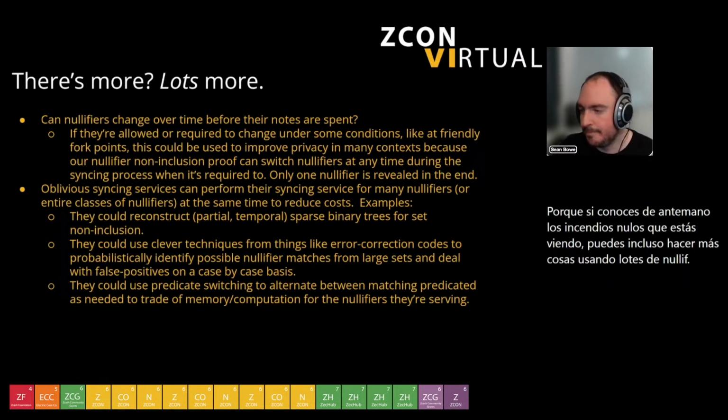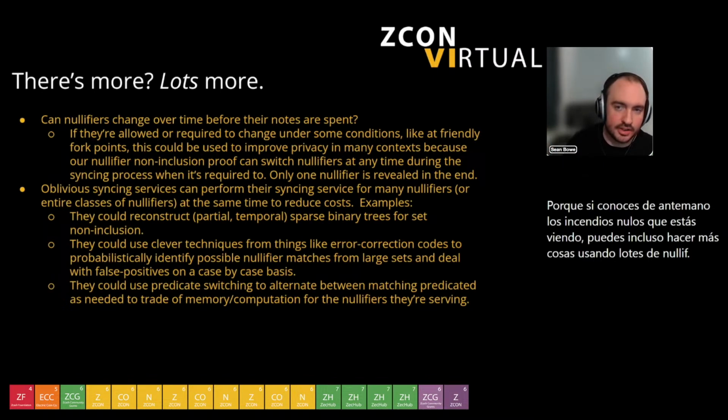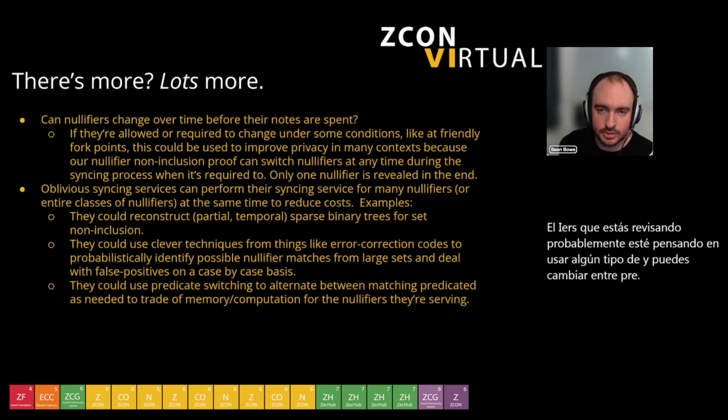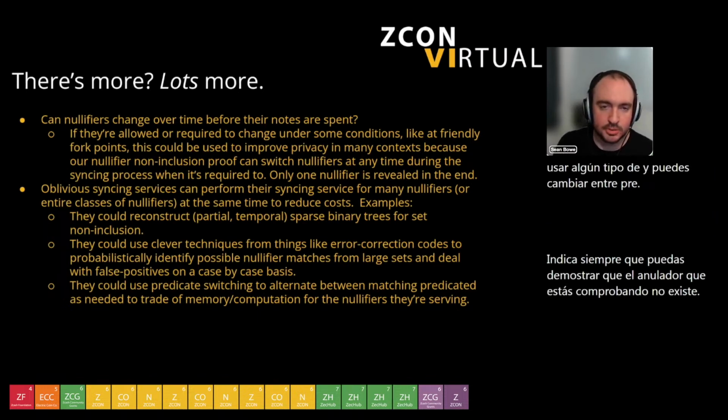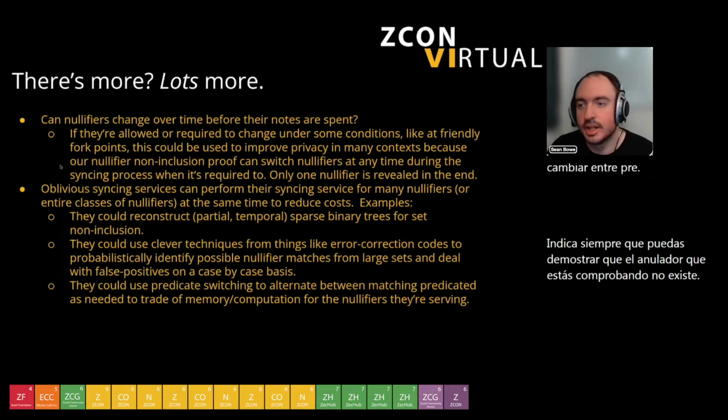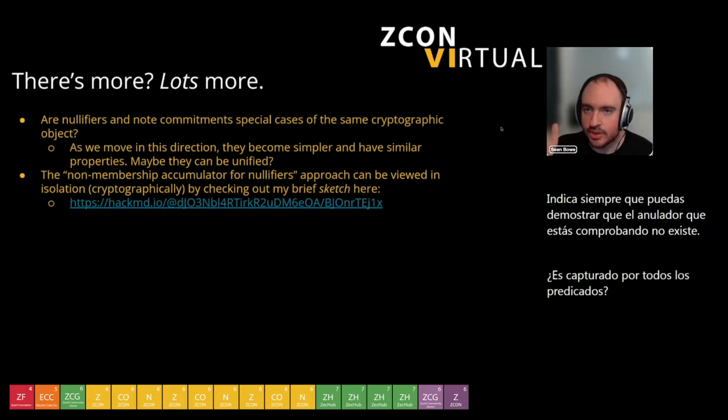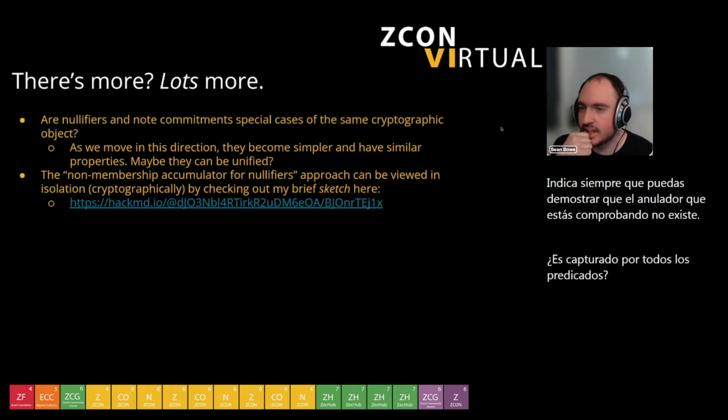And you can switch between predicates arbitrarily, as long as throughout this syncing process you can prove that the nullifier that you're checking doesn't exist, is caught by all the predicates that you switch between. So there's a lot going on here. So just a couple more thoughts real quick while I have a couple seconds.